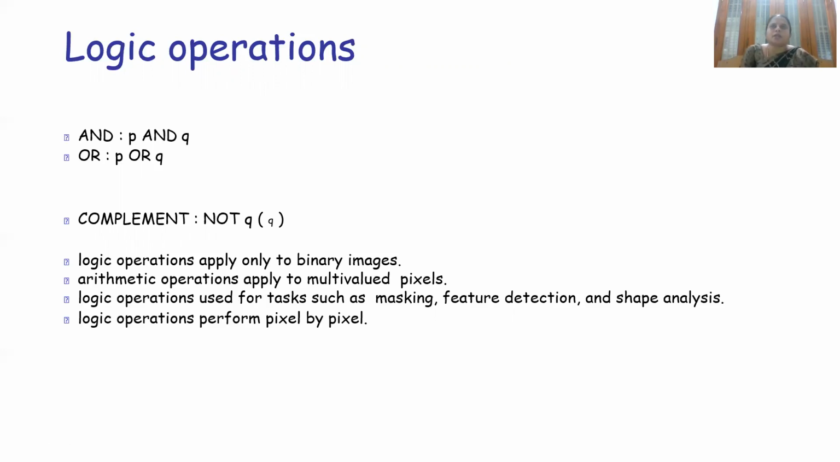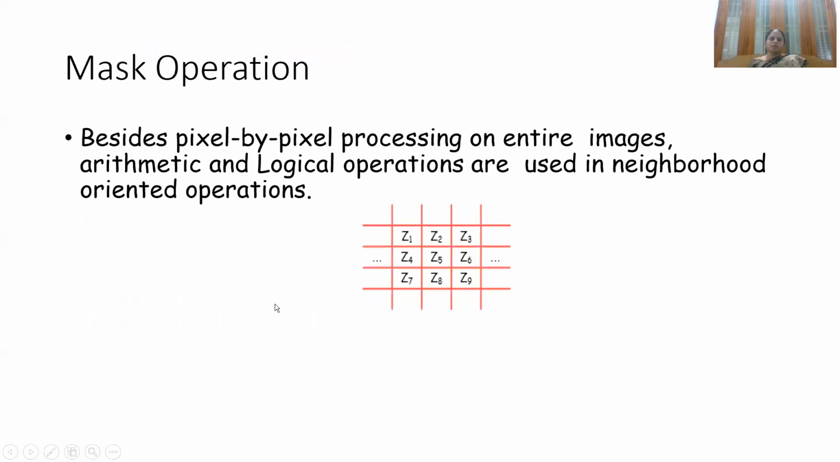So what are binary images? They contain only 2 levels of intensity: one is 0, another one is 1. But multi-valued means color images and so on. Some logical operations can also be used for masking, feature detection, and shape analysis. These are the applications of logical operations.